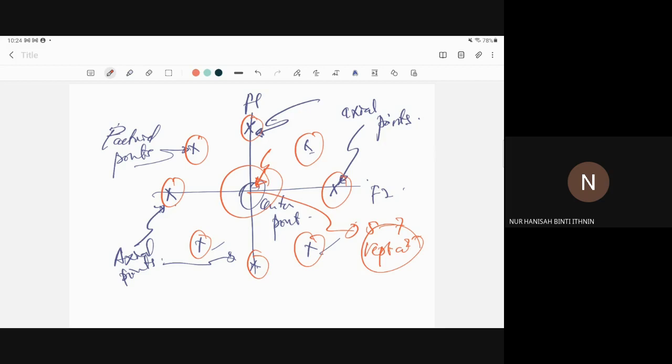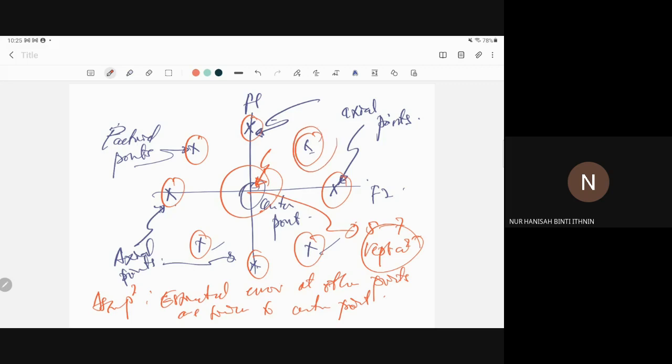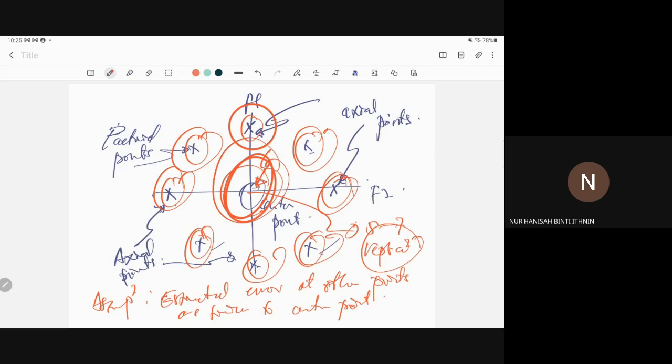So based on that, they only replicate the center point with the assumption that the estimated error at other points is similar to the center point. So they are assuming that the error at this point is the same as at the center point. At this point also the same as the center point. So all of these have the same error as the center point. So they only replicate the center point to estimate the error.